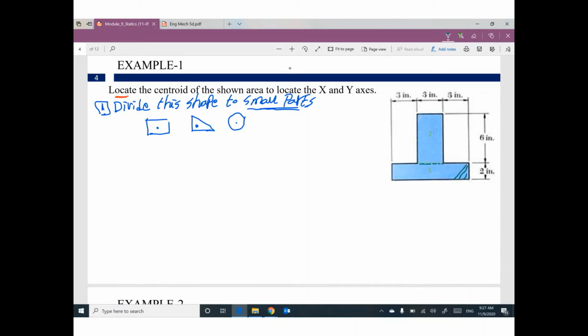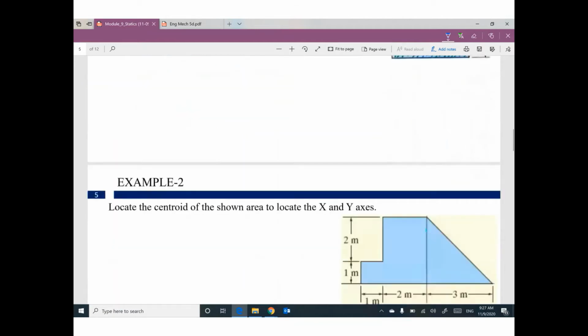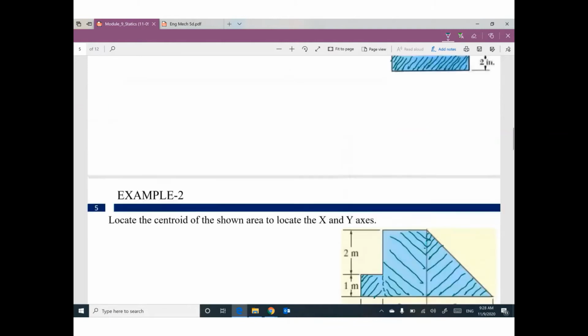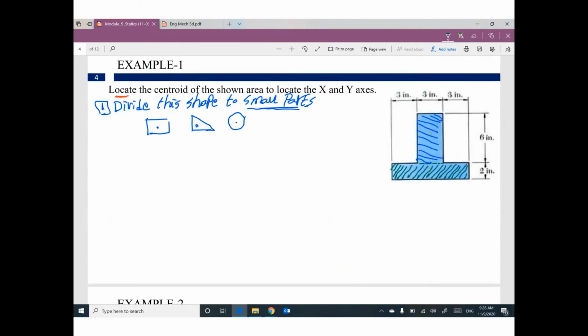This rectangle and this rectangle. Do you agree? For this one, for example, first step, you need to divide this shape into different parts. I will divide it into a right angle triangle, this rectangle, and this rectangle. Do you agree? Any shape I give you, you can divide into parts. Each part can be a rectangle, triangle, circle, or a part of a circle. Any question so far?